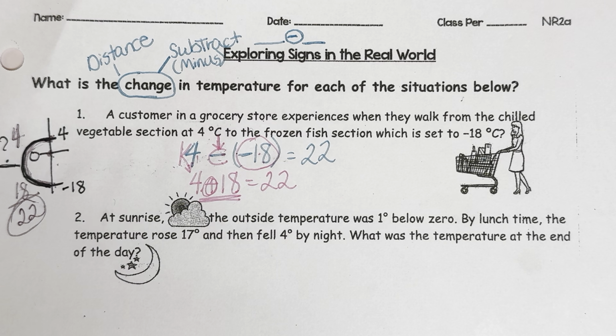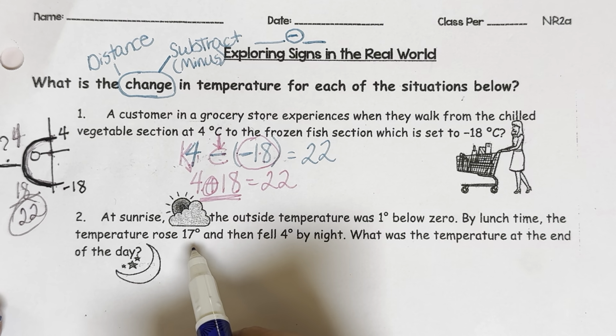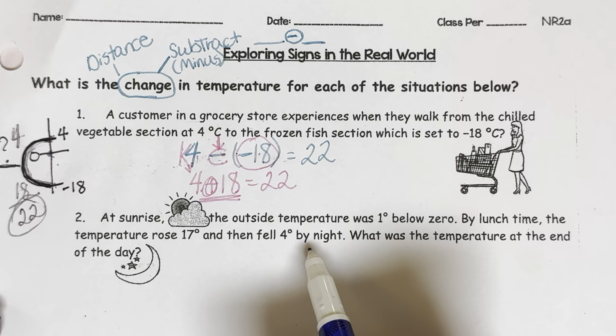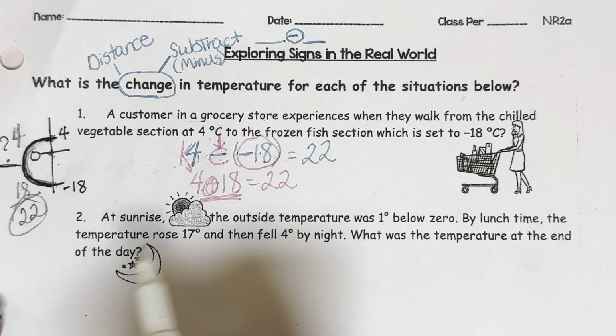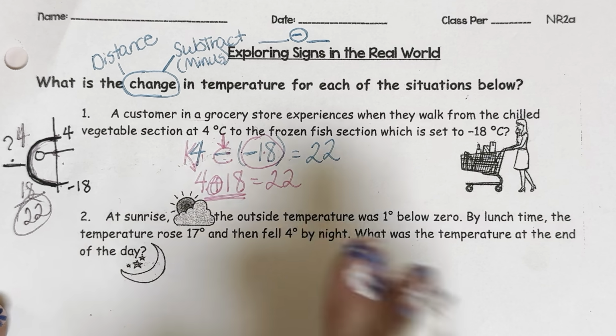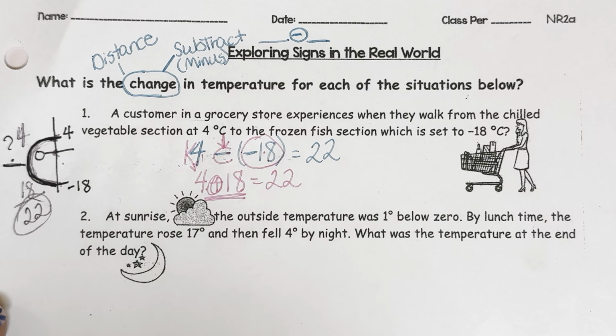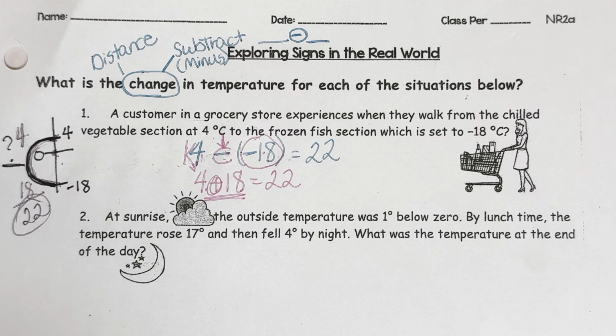So let's do this next one. At sunrise, the outside temperature was 1 degree below zero. By lunchtime, the temperature rose 17 degrees and then fell 4 degrees by night. What was the temperature at the end of the day? This question is not asking you for the change. This question is not asking you to tell how far it is from 1 degree to 17 degrees to 4 degrees. This is just asking you, if it does all of that movement, where does it land?